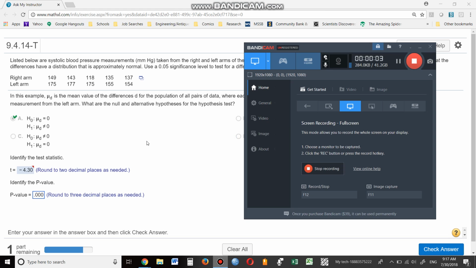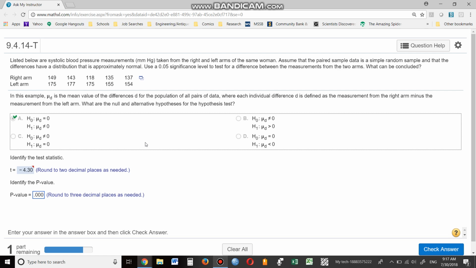Hello class, let's take a look at this problem here. We have systolic blood pressure measurements taken in the right arm and the left arm of the same woman. And we want to do a paired sample, a paired t-test type of analysis here. And they define the difference as the right arm minus the left arm, okay?